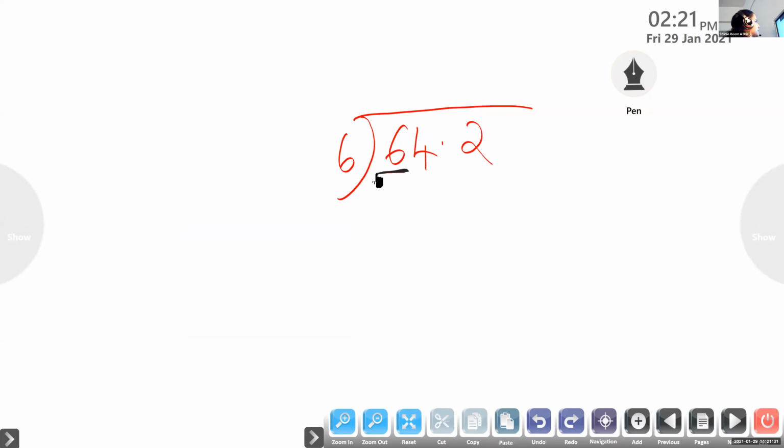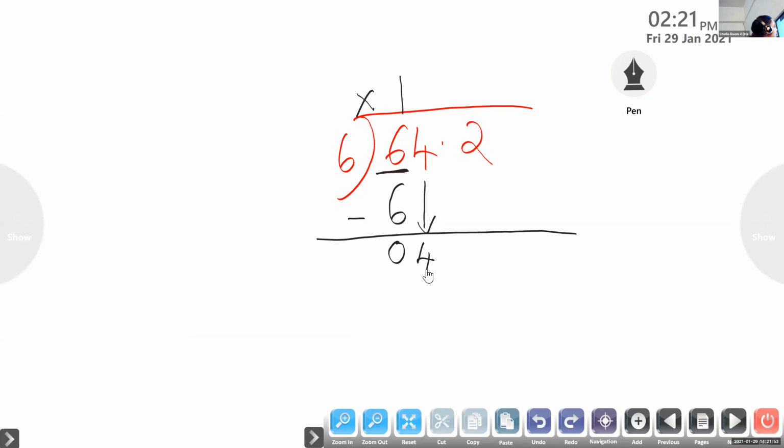Okay, 6 divided by 6 is equal to 1. So 1 into 6 is 6. All the children, please check whether you got the correct answer or if any doubt. Now 6 minus 6 is equal to 0. So when I bring down 4, can I divide 4 by 6? 4 is less than the divisor 6. Can I? No. So children, if I cannot divide, I will place a 0 in the quotient.